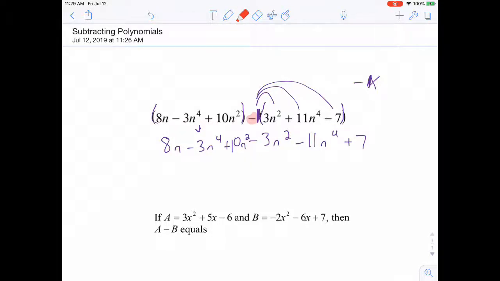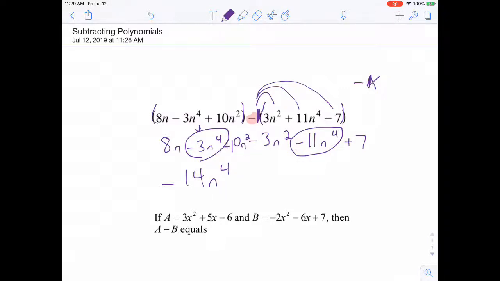I'm going to go ahead and put this in standard form as I go. So we will take my highest exponent first, which is n to the fourth. So I have -3n to the fourth and -11n to the fourth. Remember, when I combine those, I'm combining, adding, or subtracting their coefficients. So we have -3 and -11 gives me -14n to the fourth.